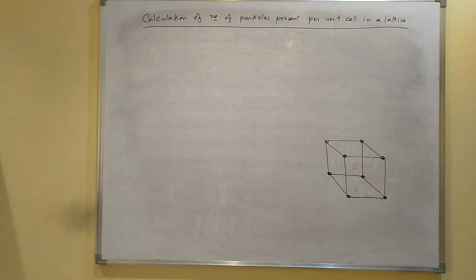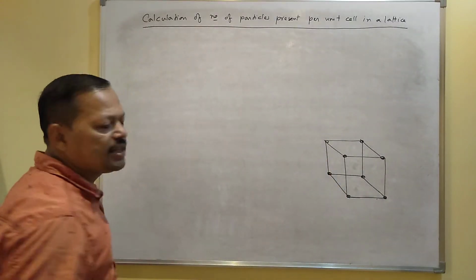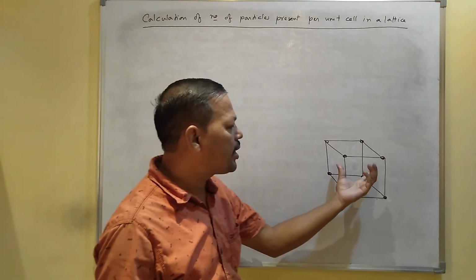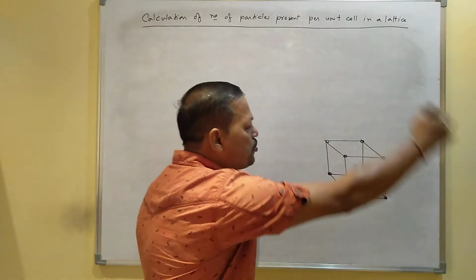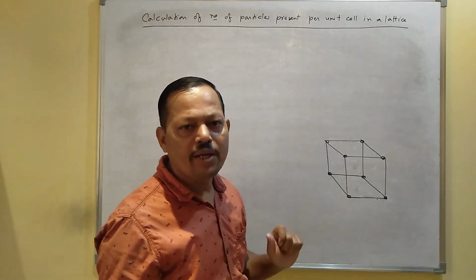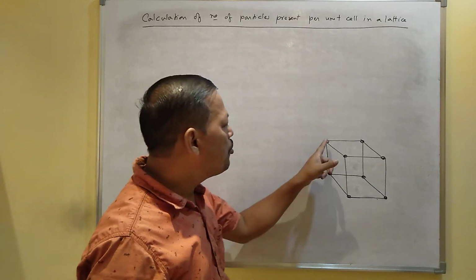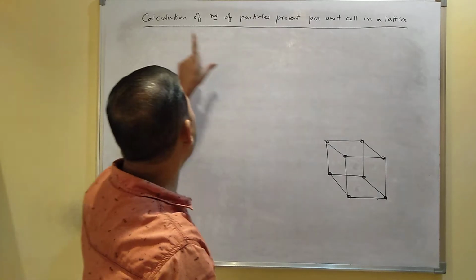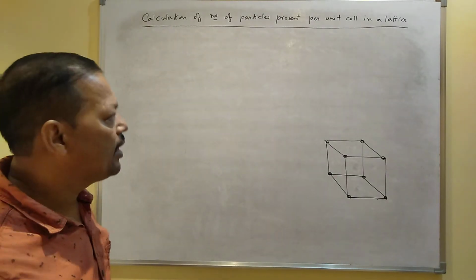Okay, now this is one of the important topics: calculation of the number of particles present per unit cell in a lattice. When a solid forms a lattice, this is one cube, I mean this is one example of a unit cell. When a number of cubes are joined, then it is said to be a lattice, and every solid produces a lattice. Now, how many particles you will get in one unit cell in a lattice, that is called calculation of the number of particles present per unit cell in a lattice.